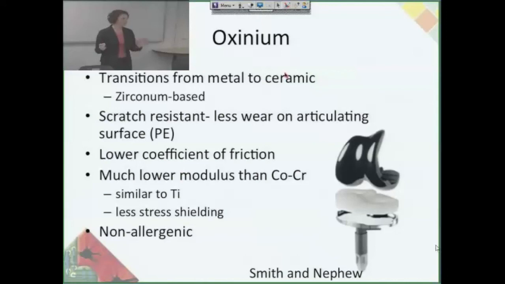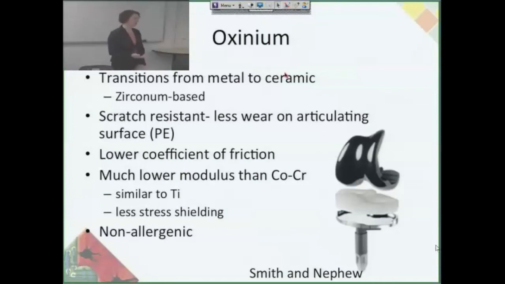And so I just read an article on this which makes it sound really promising, in that it's scratch resistant, and there's a lot less wear on the articulating surface. One of the problems that we're going to talk about in later classes and in the next sequence of this course is that the wear produced by polyethylene spacers is what is actually causing the failure of the orthopedic implants. So since this reduces the wear of the polyethylene, that would reduce failure of the implant.